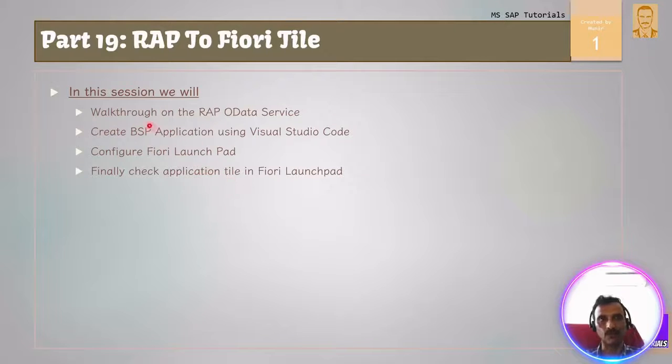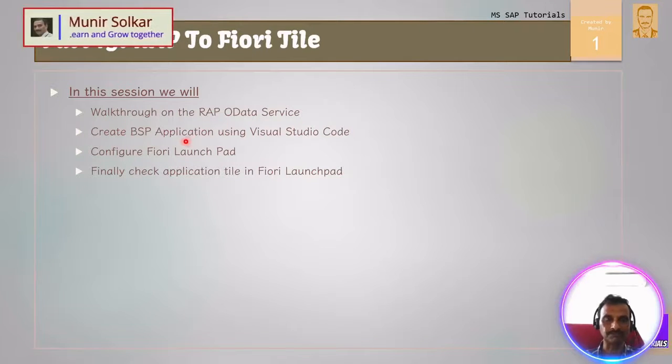I will be walking you through the RAP OData service that I have created. This is some other system that I have utilized here. Using that RAP OData service, we will be creating a BSP application using Visual Studio Code. And once we have our BSP application, it comes with a semantic object and the action. Using that semantic object, we should create a semantic object.